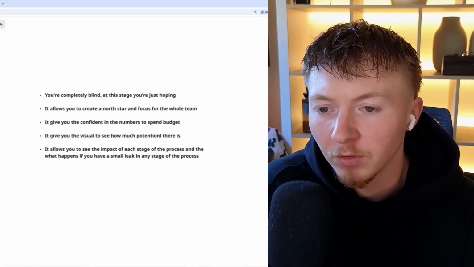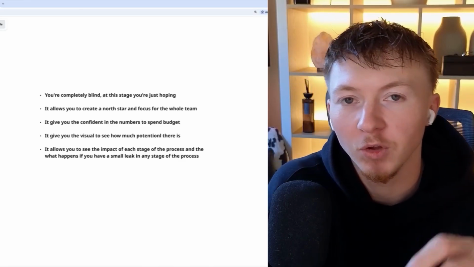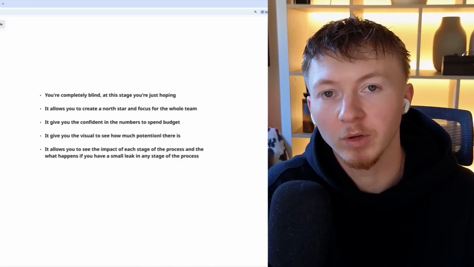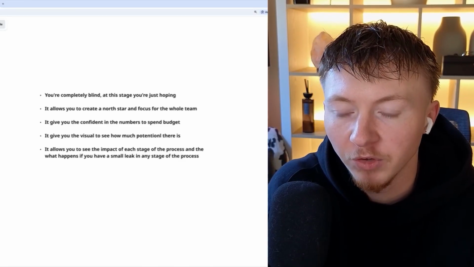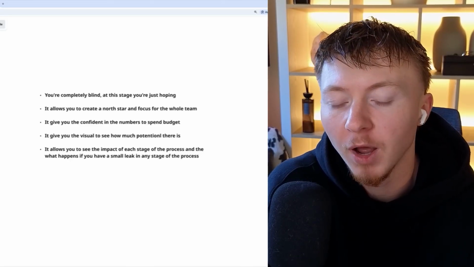So you should be forecasting your results for a number of things. One, you're completely blind at this stage. If you're not forecasting your results ahead of time, you're just hoping, throwing stuff at the wall and seeing what sticks. By forecasting your results, it allows you to create a North Star and focus for the whole team. Okay, so you can run benchmarks and understand, for marketing to work, we need to be hitting these numbers.